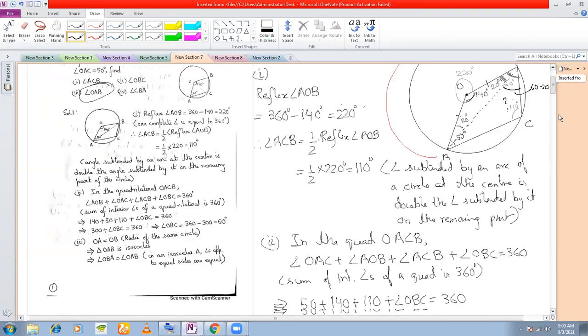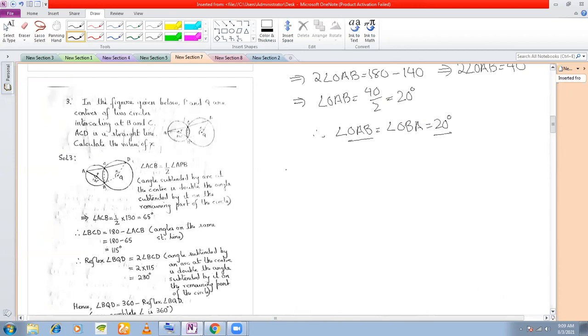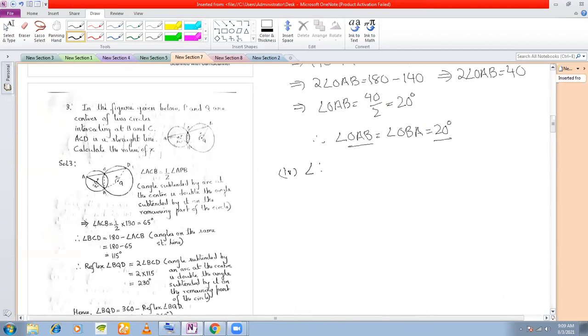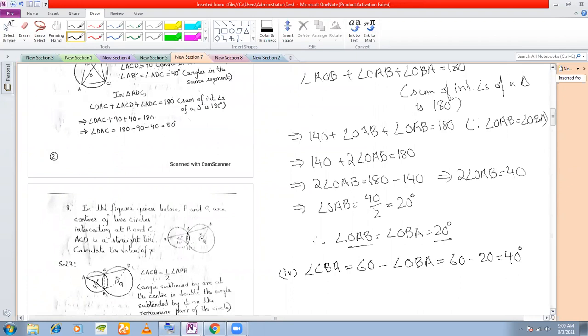We write angle CBA is equal to 60 minus angle OBA, which is equal to 60 minus 20, which is equal to 40 degrees. That's it. That answers all four questions. Okay. So I hope there is no problem here in this question.